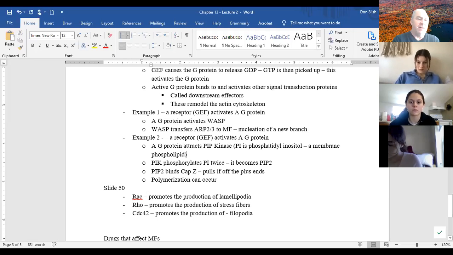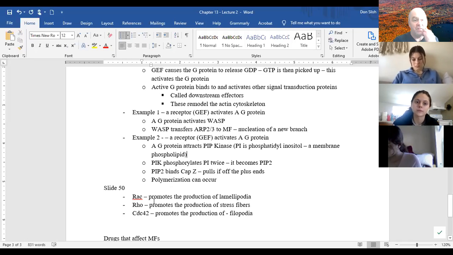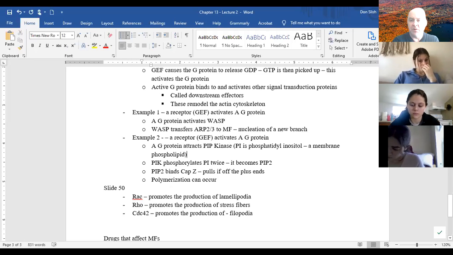But this is something that I end up asking on tests a lot because it's like a good fill in the blank type question. Which of these activates lamellipodia, which stress fibers, which filopodia? So it comes up a lot.